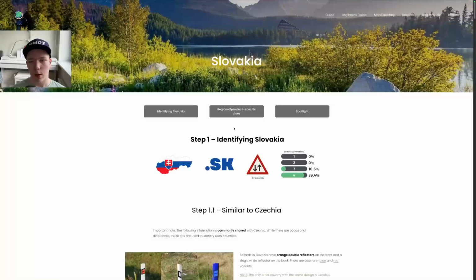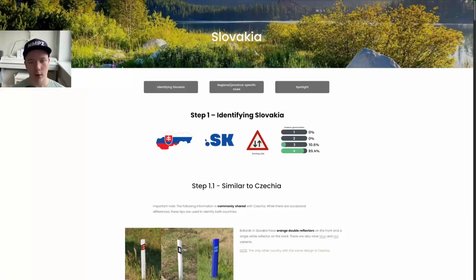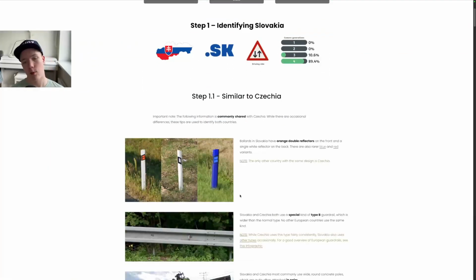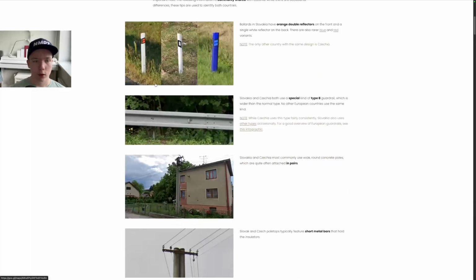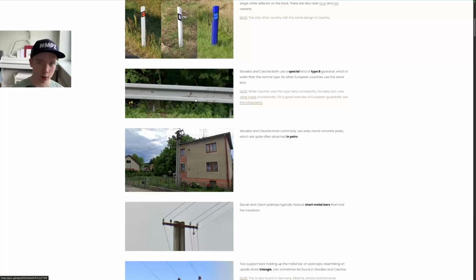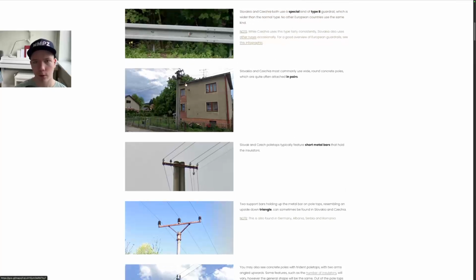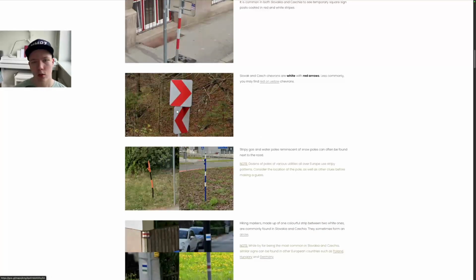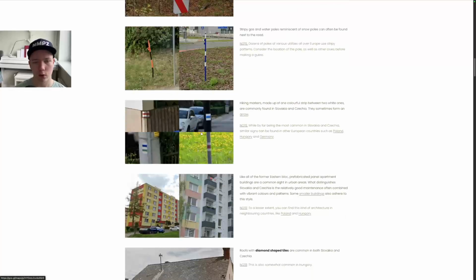Slovakia, yeah. Mostly Gen 4, but you can also see Gen 3. This flag.sk, you can see that quite often, I would say. Driving on the right, these bollards that are the exact same as Czechia. Yeah, this special type of type B guardrail, which looks a bit different, as I already talked about before. I'm not gonna talk about poles here too much. Thick base, I don't know about that really. And yeah, white with red arrows, the chevrons.